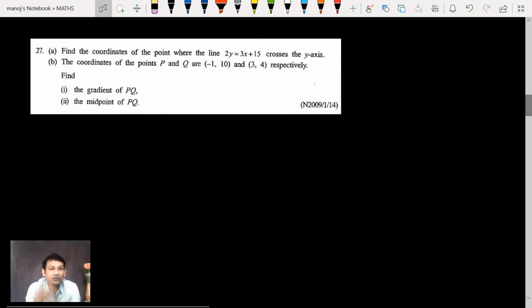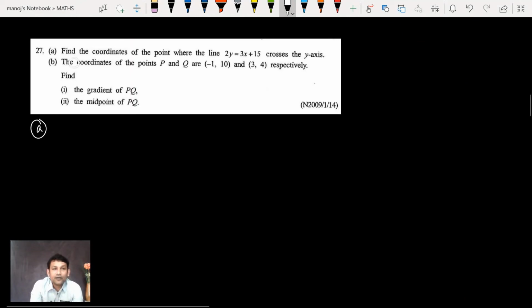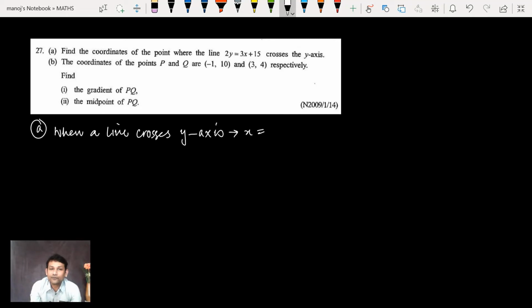Okay, this question, I think, is also a different type from the first part. Find the coordinates of the point where the line crosses the y-axis. I would like to write something: when a line crosses the y-axis, write x equals 0, and when a line crosses the x-axis, you will write y equals 0. This is a normal, common thing. On the x-axis y is 0, on the y-axis x is 0.